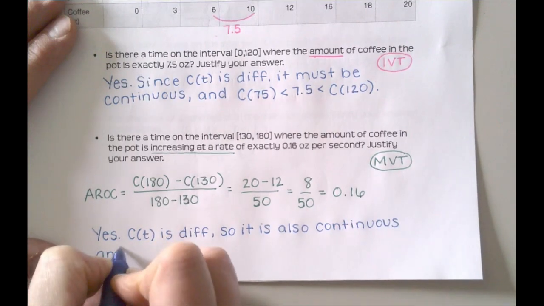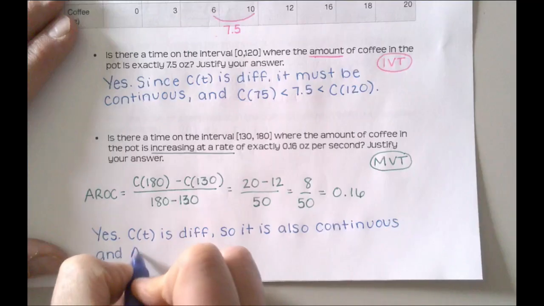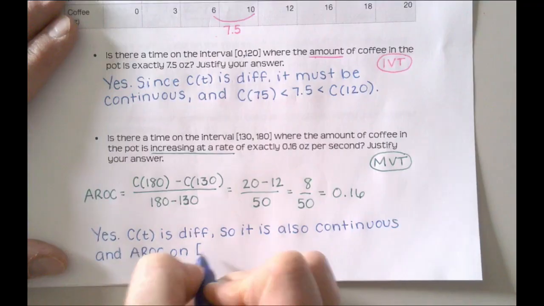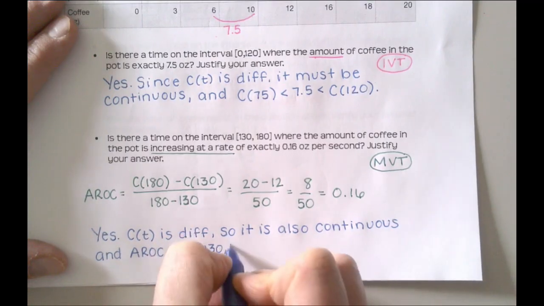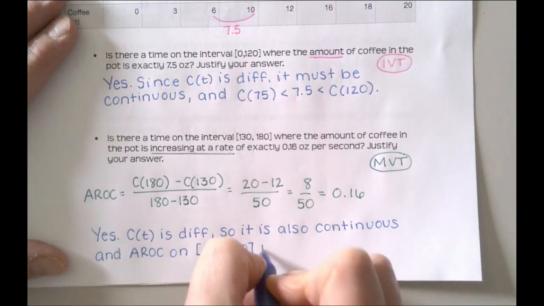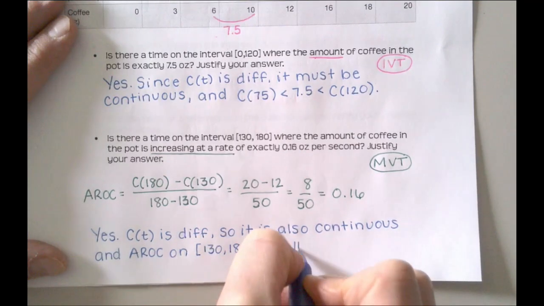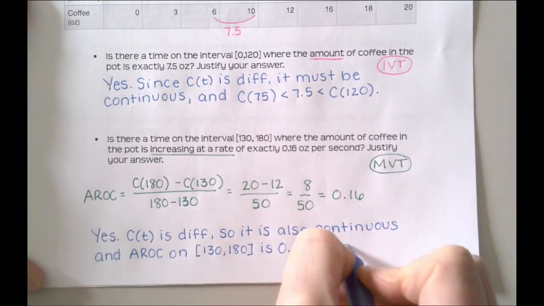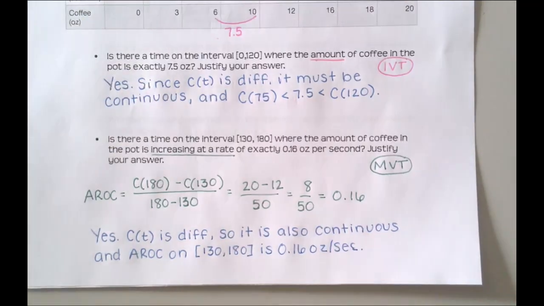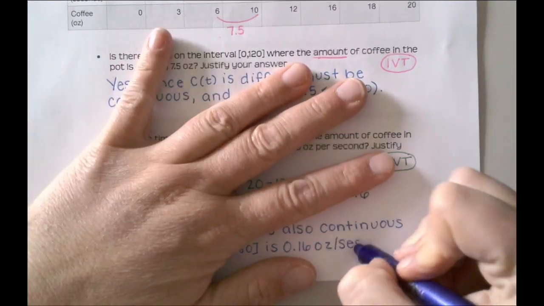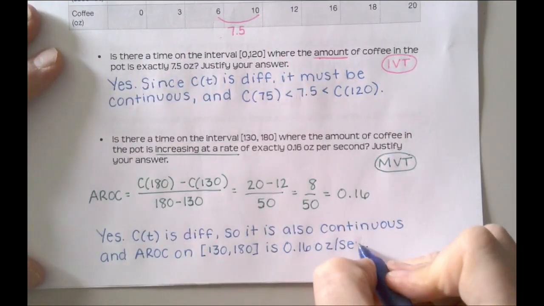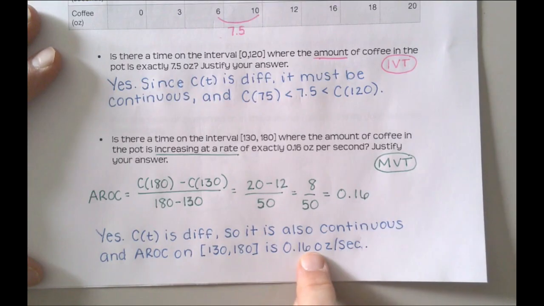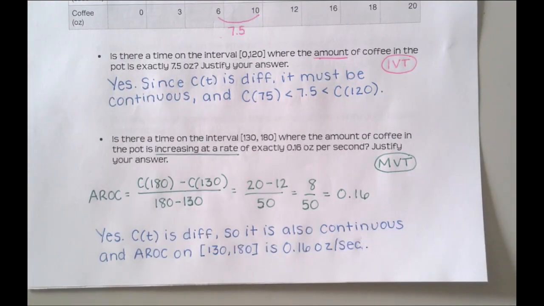And I'm basically just going to say in words what I just did here. The average rate of change on that interval, 130 to 180, is 0.16. I guess we could label it, right? This would be ounces per second. Okay. And the conclusion of that statement, I mean, I don't have to write it because it's really just restating the question. But the conclusion of that is, so therefore, there must be a place between 130 and 180 such that the instantaneous rate of change is exactly 0.16. The derivative is exactly 0.16.